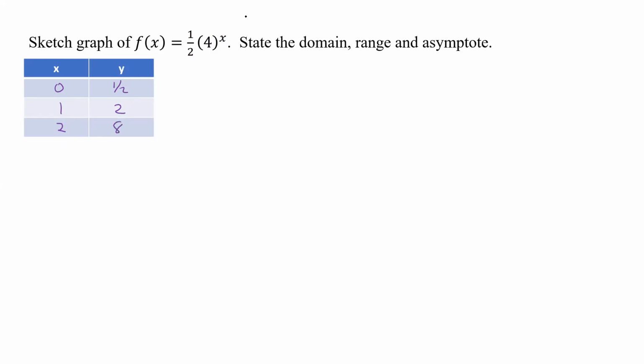Now, if we did 3, 4 to the third, that's going to be 64. Half of that's going to be 32. And I don't want to draw 32 lines. So that's why we're only going up to 0, 1, 2. All right. So we have 0, 1, 2. Let's spread it out quite a bit so we can kind of really see the differences. So 1, 2, 3, 4, 5, 6, 7, 8. So 0, 1/2. So we're right there. 1, 2 is about there. And 2, 8, roughly there.